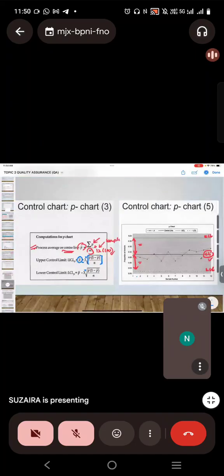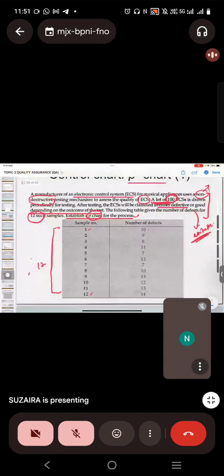So N here is 100, your sample. For example, let's say if you want to calculate this one, what is the total? Please calculate the total for 10 plus 9 plus 8 up until 14. So how many do you get here? What is the total number of defects?